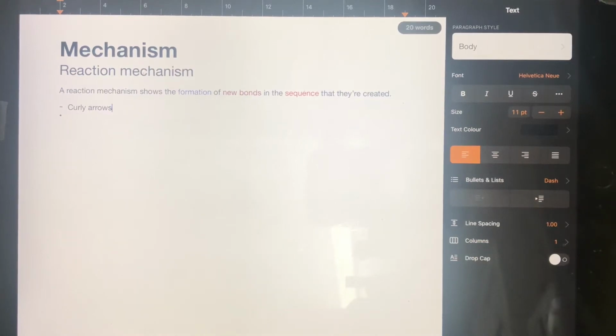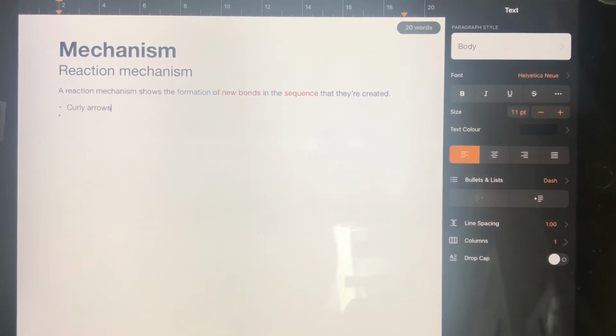Alright, today I'm going to make a video about mechanisms and reaction mechanisms. Mechanisms are going to come up throughout year 12 and year 13, and if you go to uni and take something that relates to chemistry, you're going to be doing mechanisms. So it's important to know the basics of mechanisms.